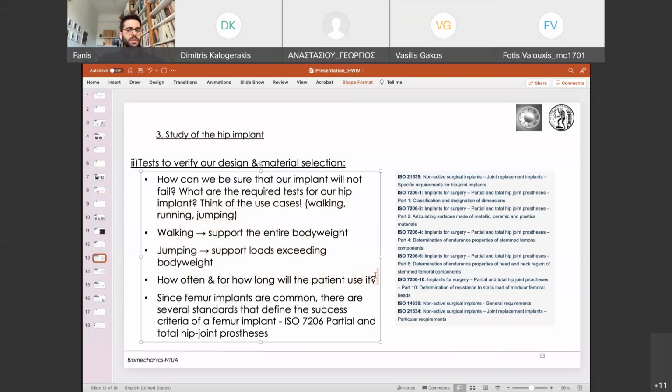We don't need to think this all through for ourselves, and we can just download the ISOs, read them through, and decide on the experiments we need to do.